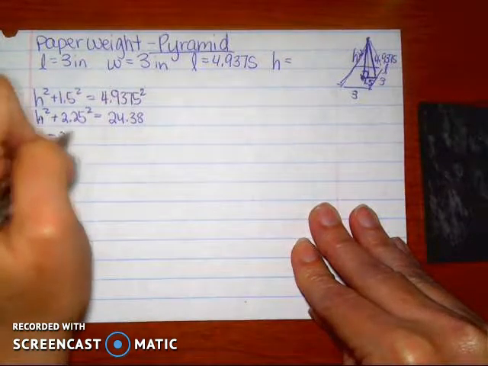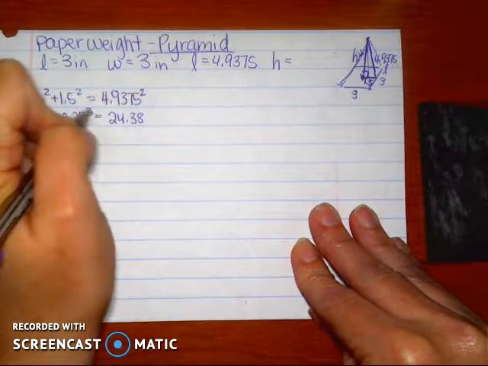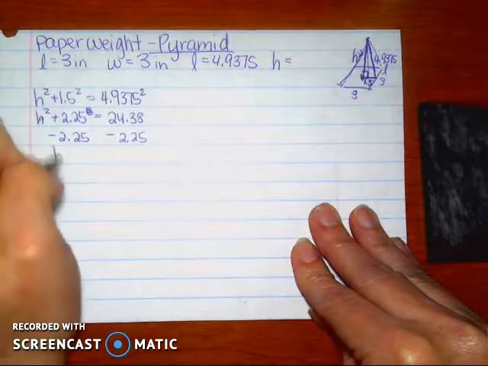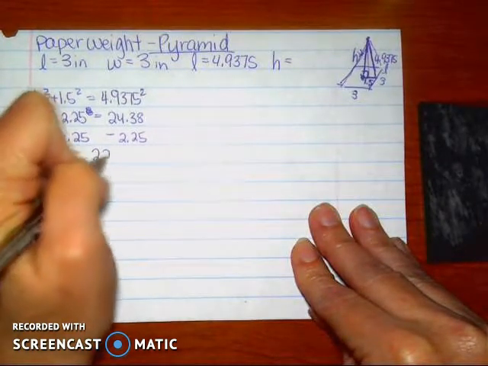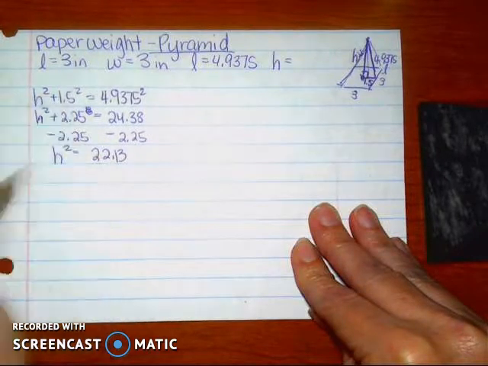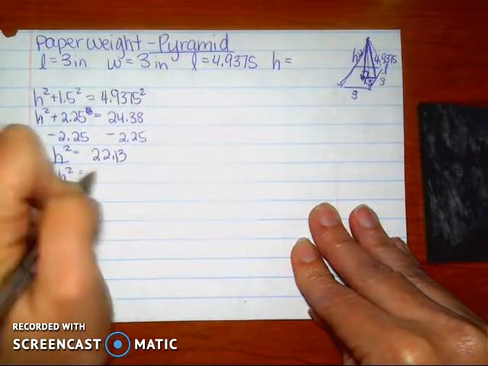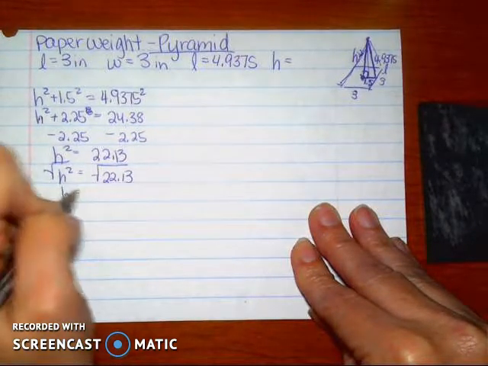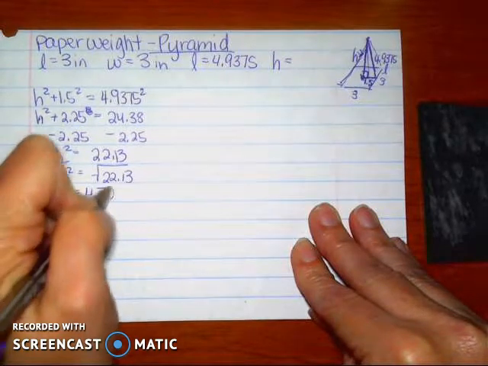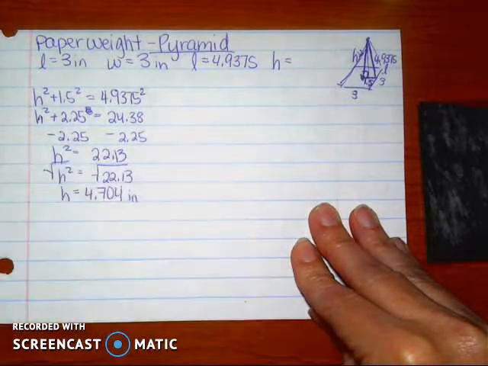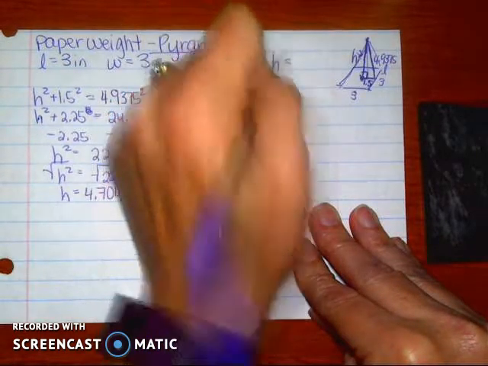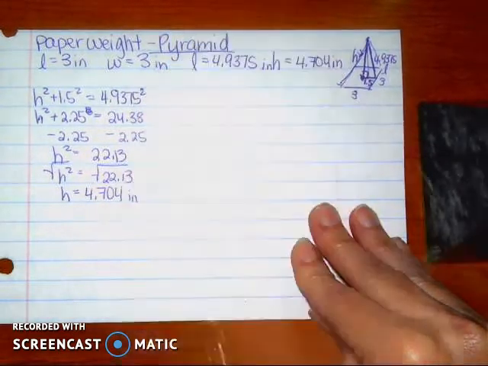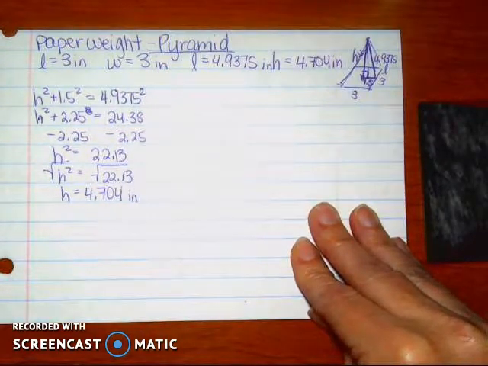I'm going to subtract the 2.25. Oops, I don't need that square there. I've already squared it. And I get h squared is equal to 22.13. And then I need to square root both sides, because I just need 1h. And my height is going to be 4.704, and that's going to be in inches. Oh, forgot my inches up here. So 4.704 inches is going to represent the height of my pyramid.